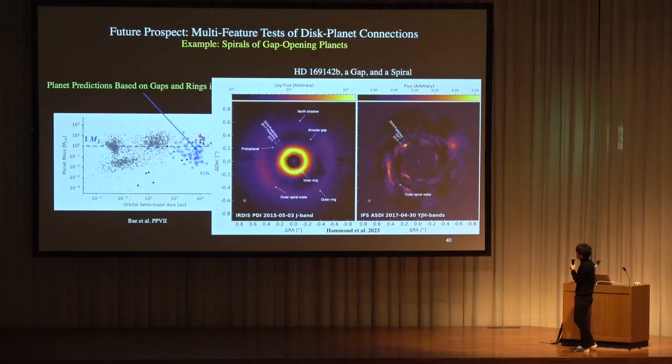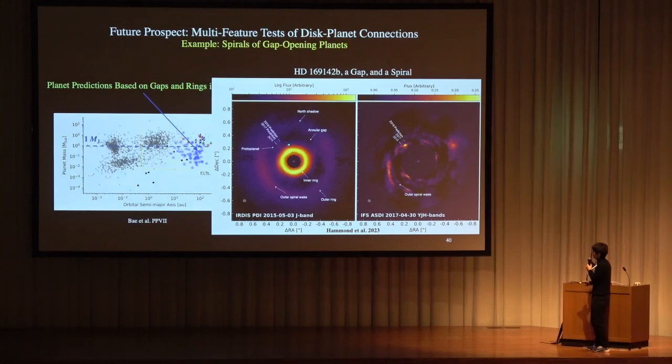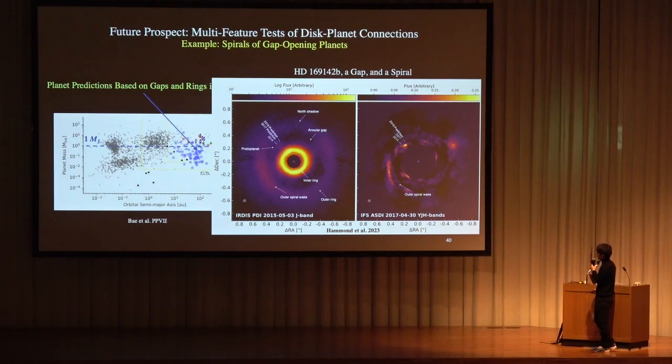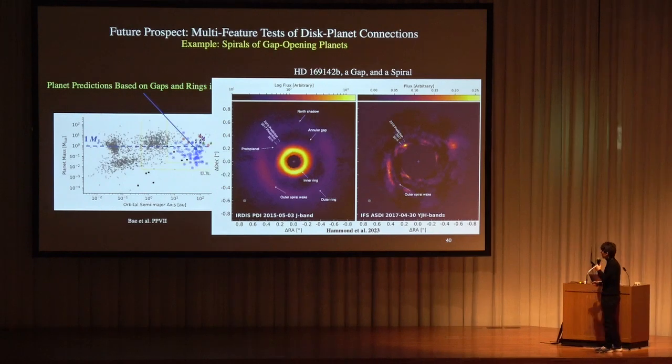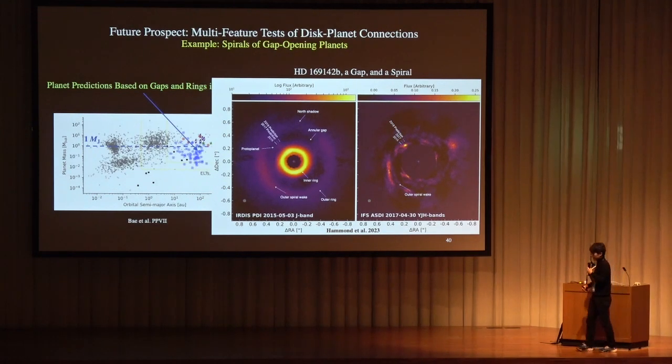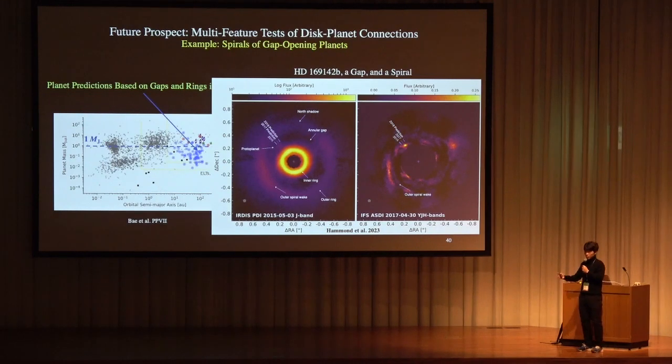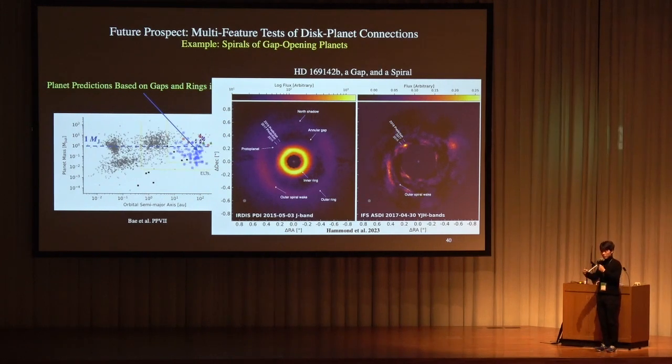So in the disk HD 169142, there was a planet candidate discovered a few years ago inside a gap in the scattered light. Very recently, Hammond et al. rediscovered the planet, watched its orbital motion, and more importantly, in my opinion, they traced the spiral arm induced by the planet. So now we're looking at a moving planet, orbital motion, which opens a gap and drives a spiral. So this kind of more comprehensive evidence is perhaps more convincing than predictions made based on a single type of feature.